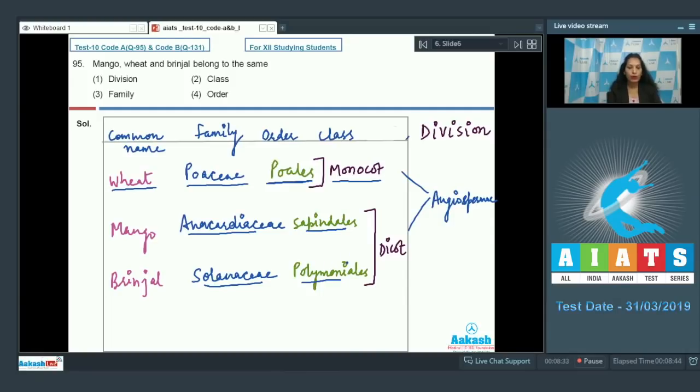Mango and brinjal both belong to the same class called Dicotyledonae. And both the classes Monocotyledonae as well as Dicotyledonae come under the same division called Angiospermae. Hence, wheat, mango and brinjal share a common division called Angiospermae. So, options 3, 2 and 4 are ruled out as they don't share similarities in classes, orders and families. So the correct option for the given question is option number 1. Let's move to the next question.